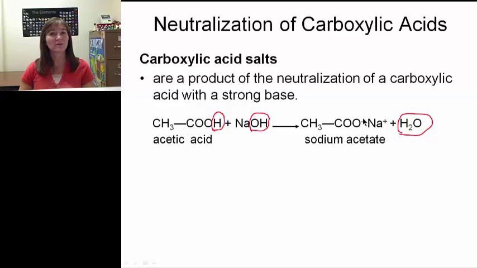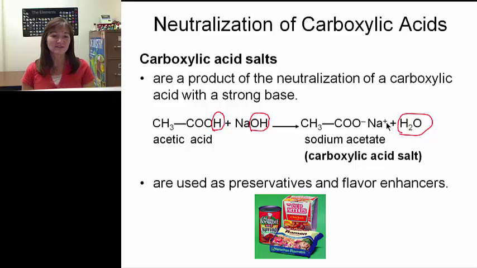Now, in organic chemistry, a lot of organic chemists will write the negative charge and the plus charge inside the salt. And that's totally acceptable. But when you're doing your homework, I noticed that the Mastering Chemistry software doesn't allow you to put that negative and positive sign in. And that's totally acceptable too. So just know that when you're doing your homework.